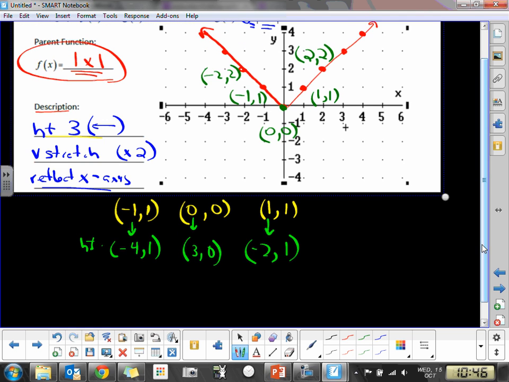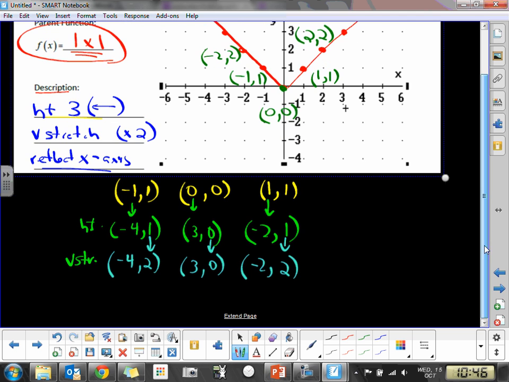Next thing I'm going to do is our vertical stretch. Now since it's vertical, it'll only have an impact on the y values. So I'm going to stretch them by a factor of 2. So negative 4, 2, 3, 0 times 2 is 0, and negative 2, 1 times 2 is 2. And then I'm going to use the reflection part. Now the reflection, we're going to reflect across the x-axis. This is only going to have an impact on the y values, and we're going to negate them. So it's negative 4, negative 2. It's 3, you negate 0, it's still 0. Negative 2, negative 2.